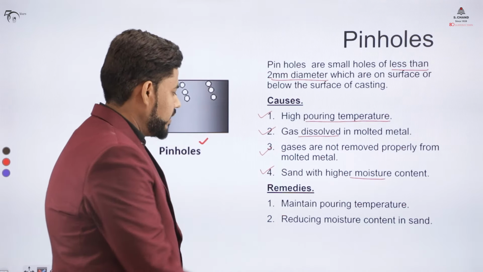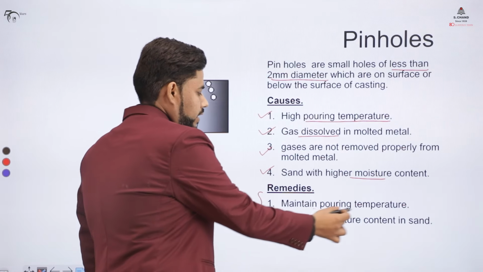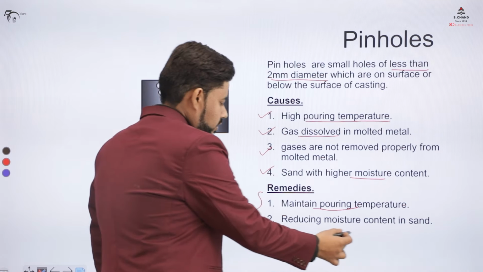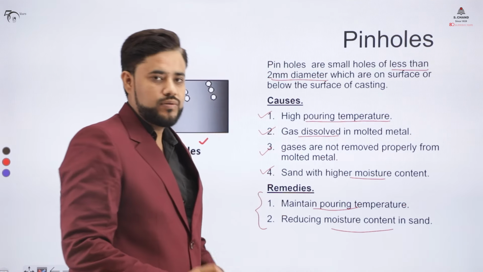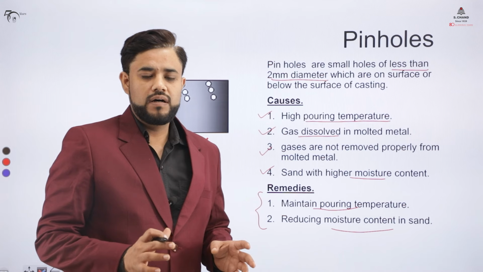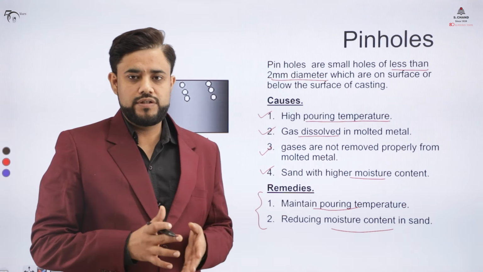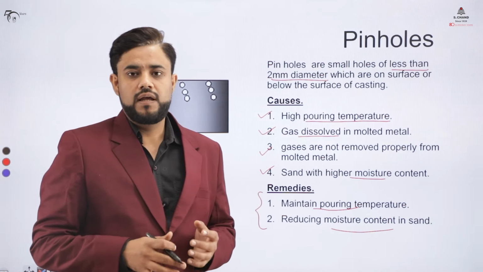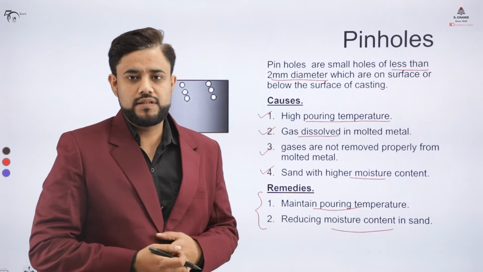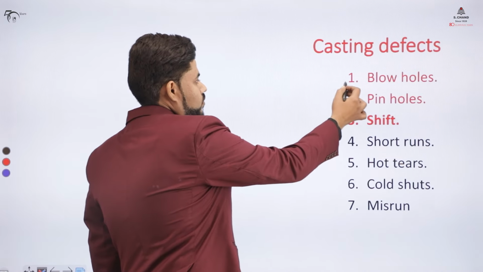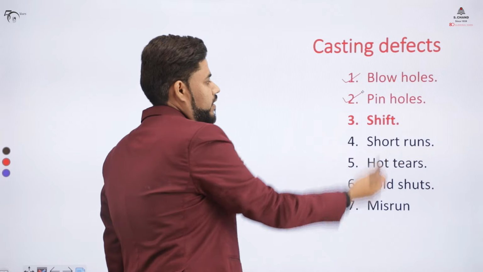So what would be the remedies? Number one, maintain a proper pouring temperature and reduce the moisture content in the sand. Make sure that you have incorporated a proper moisture content while preparing the sand for the casting operation. So far we covered these two, which are blowholes and pinholes.